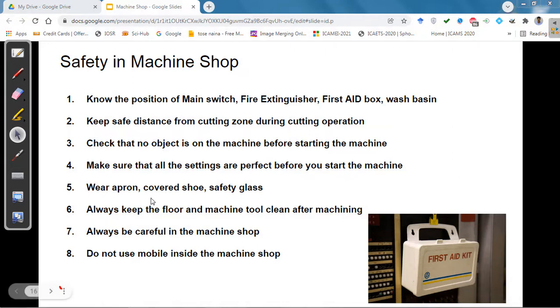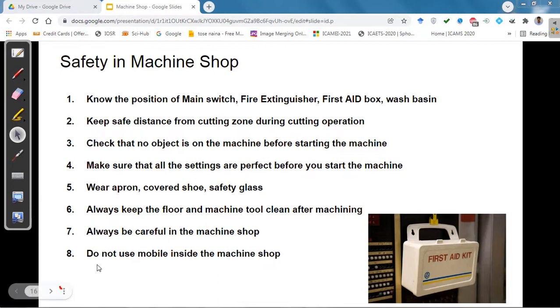And wear apron, covered shoes, safety glasses, tight clothes. These are important. Always keep the floor and the machine tool clean after machining. So you have to remove all the chips and all that. This is very, very important. And always be careful in the machine shop.